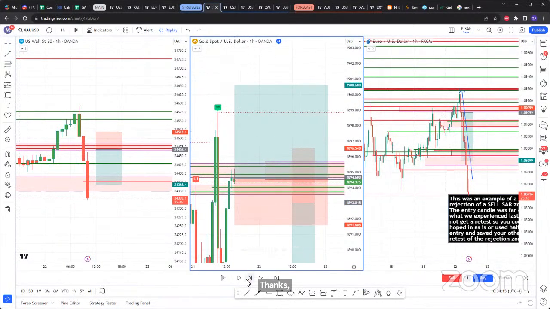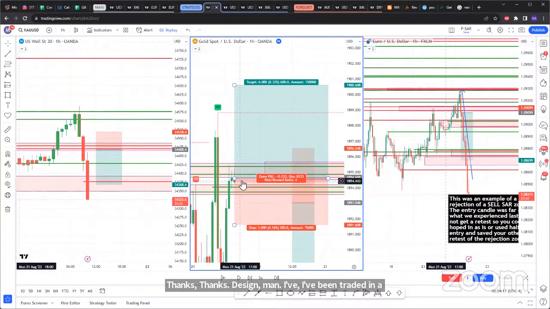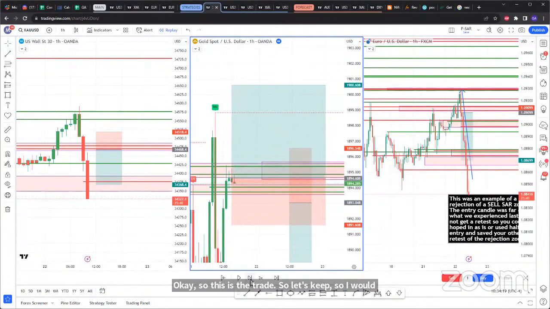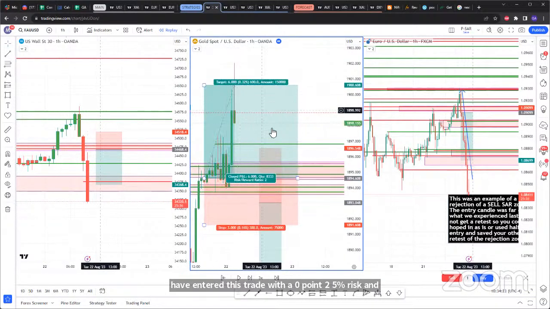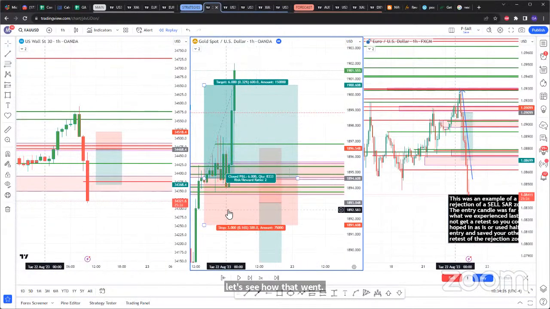Okay, so this is the trade. So I would have entered this trade with a 0.25% risk, and let's see how that went. So right, still going. Right, would have gone full TP even if you set break even. This is fine. Now for this trade, I would have gained 0.5%. Now that's fine. That's fine for trading against the bias.